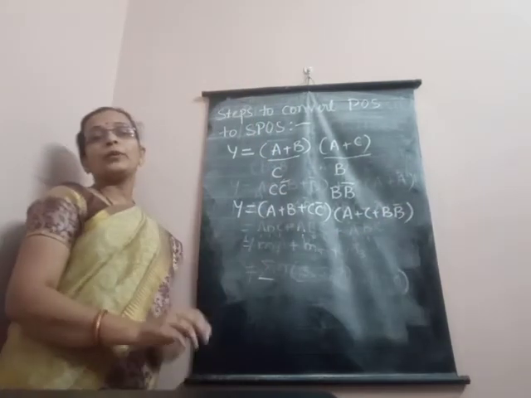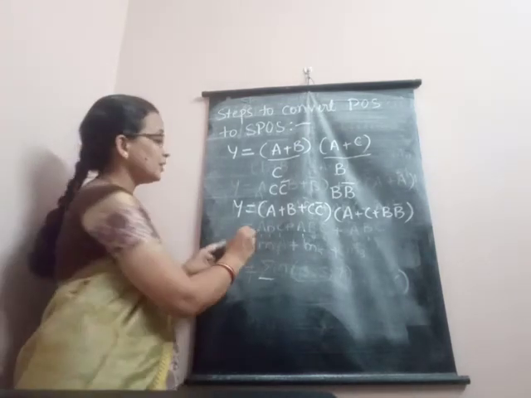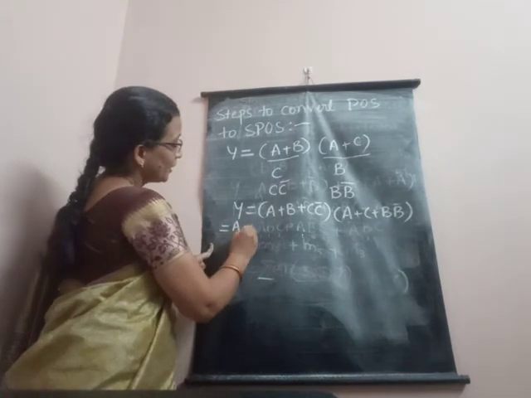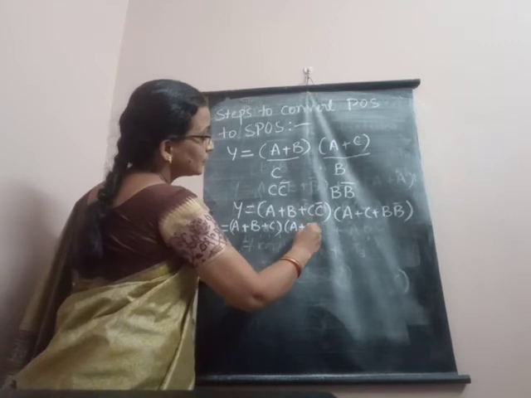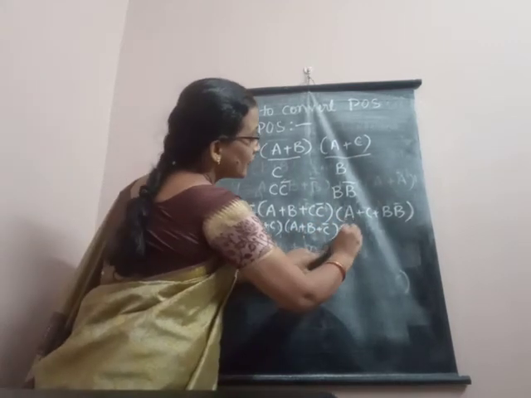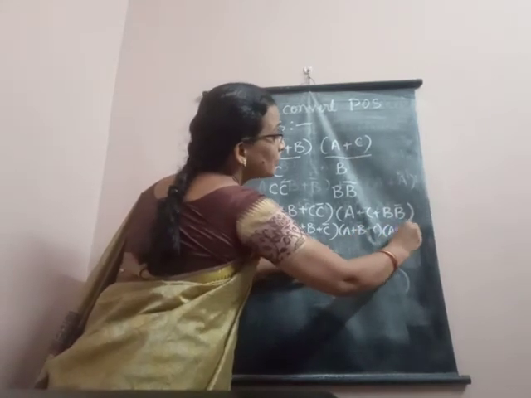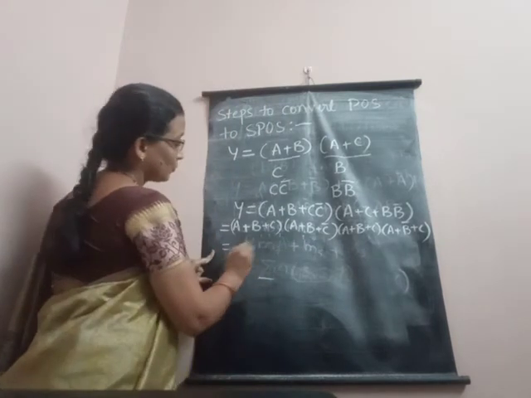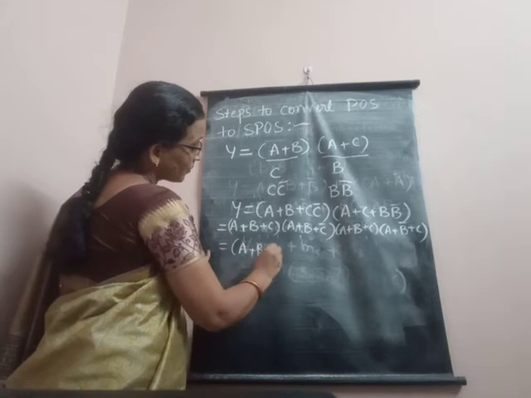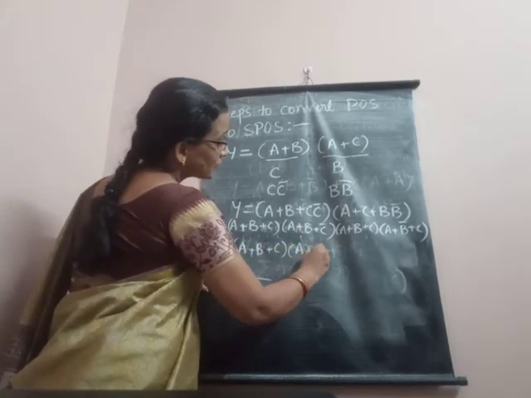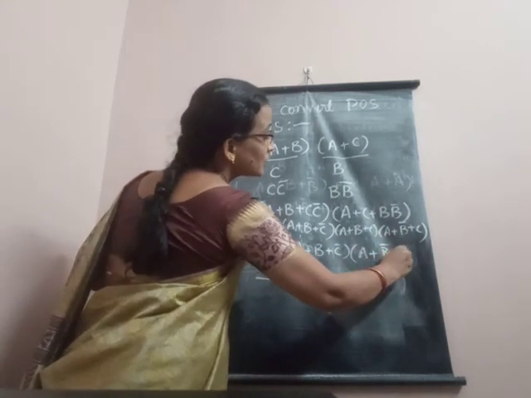Third step is over. Next, fourth step is to apply property of distribution and expand the terms. This is equal to (a plus b plus c)(a plus b plus c bar)(a plus b plus c)(a plus b bar plus c). Okay, we know that a dot a is a, so we are writing one time a plus b plus c, a plus b plus c bar, a plus b bar plus c.